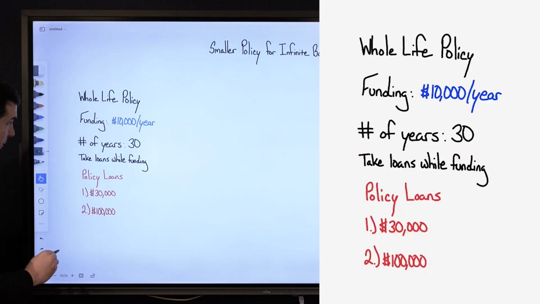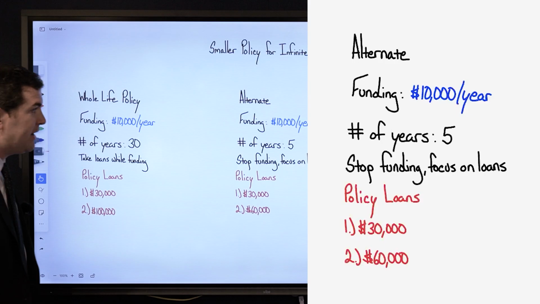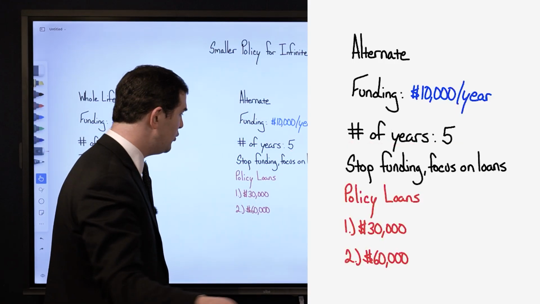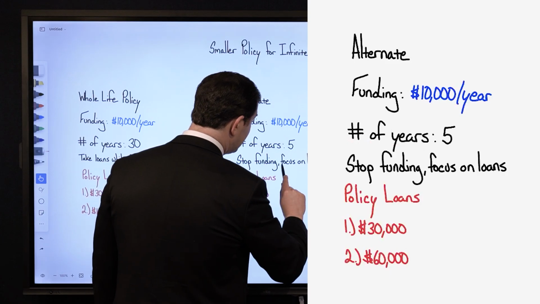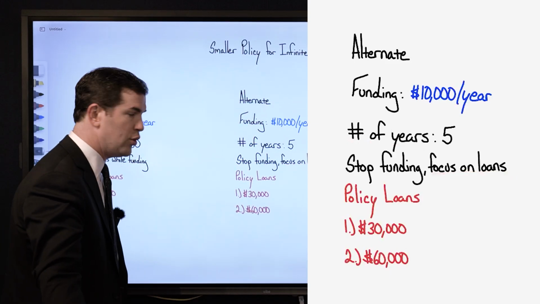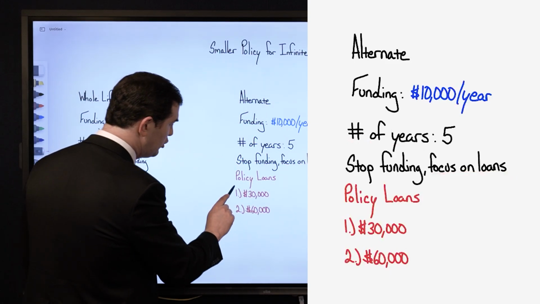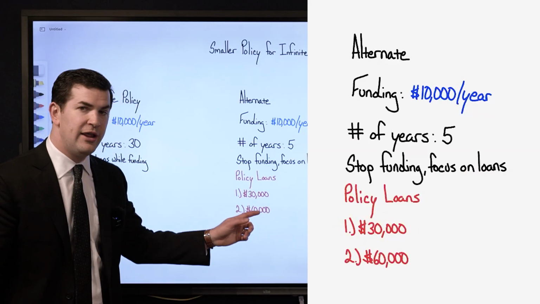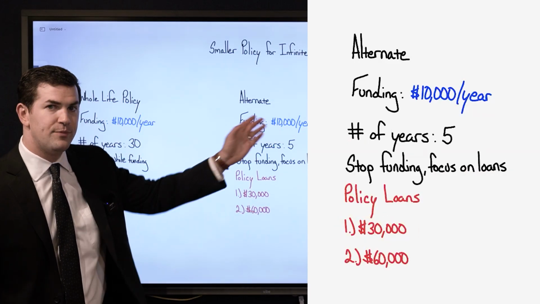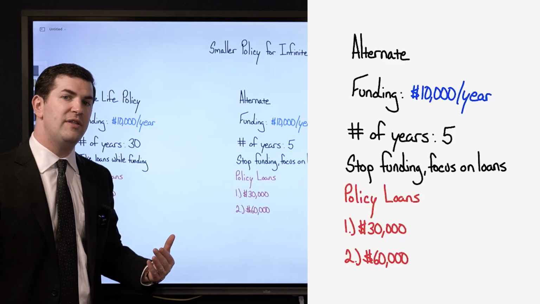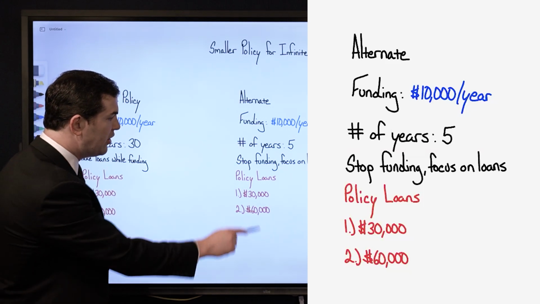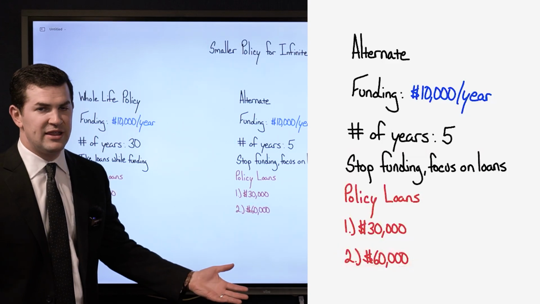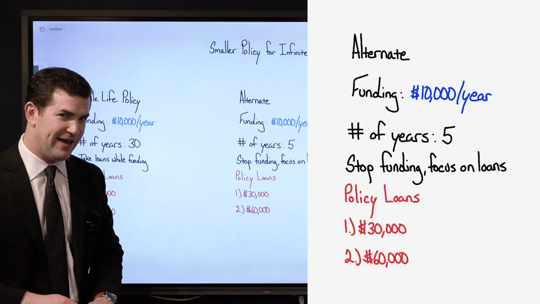And then what we'll look at is the exact same policy, but stopping funding after 5 years. A lot of people like to do this, and the reason why is because they can then just focus on loans. So in this particular case, we'll look at a $30,000 loan, just like the first example, but you'll notice here, the $10,000 per year payment stops altogether. Now they can focus 100% on the outstanding loan, and then they'll take a second loan, in this example, for $60,000 and focus just on repaying that as well.